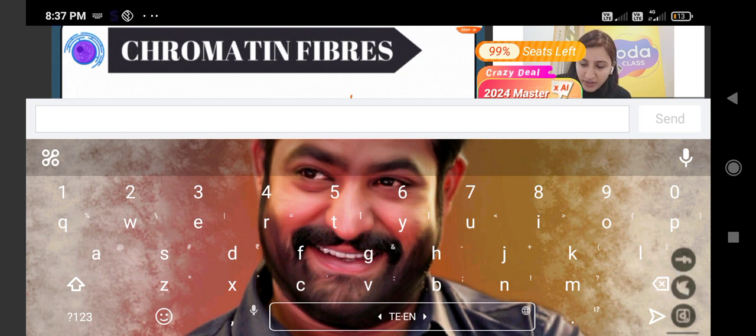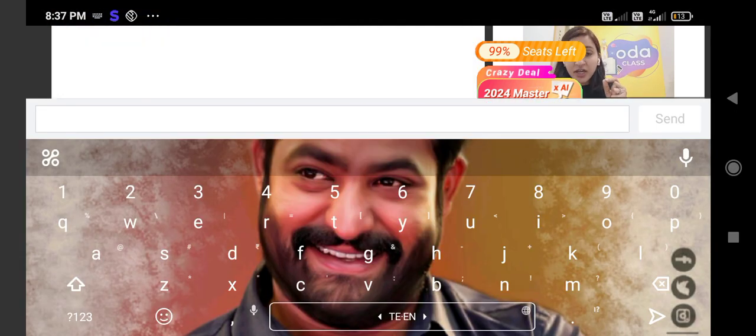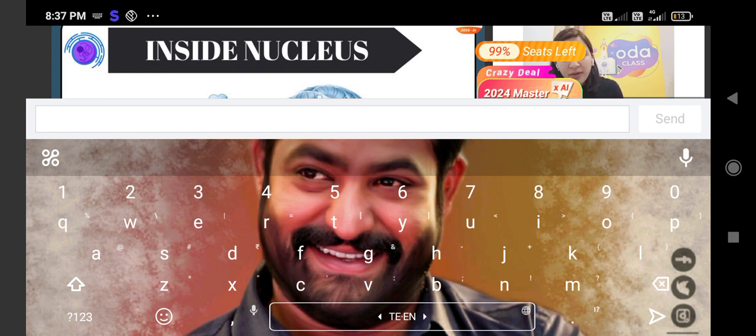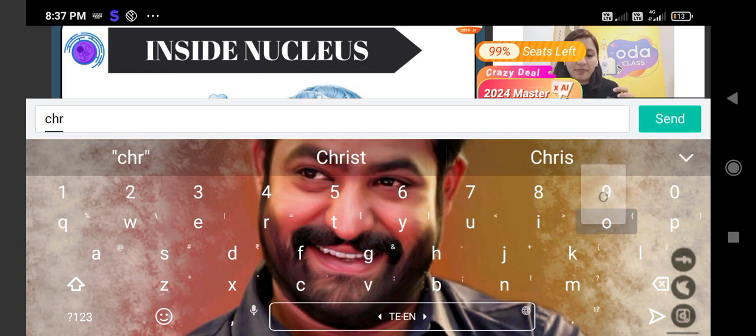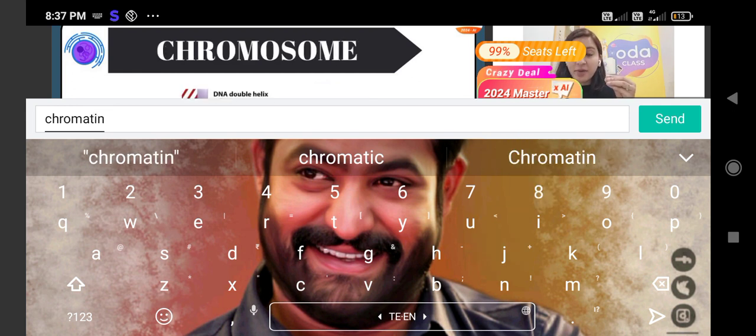Chromatin is DNA plus histone protein. Why, ma'am? Why is histone protein needed? Because packaging is compact with the help of this protein. Compact packing is possible because of this histone protein, and they form chromatin. This chromatin will form an even more condensed, very, very dense form, and the dense form is called chromatid. What is it called?